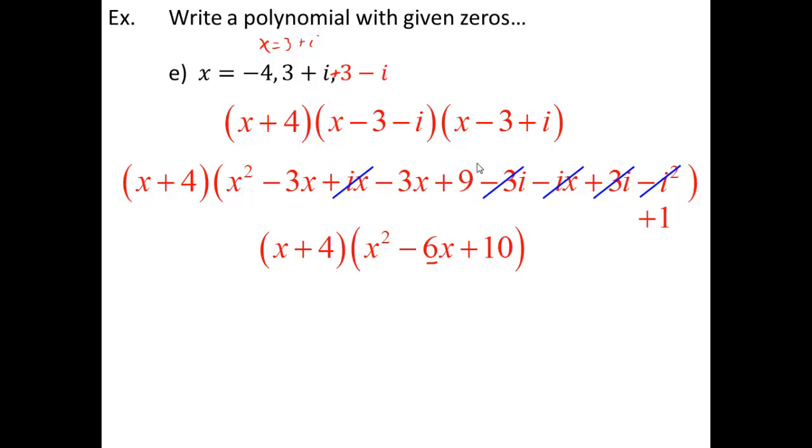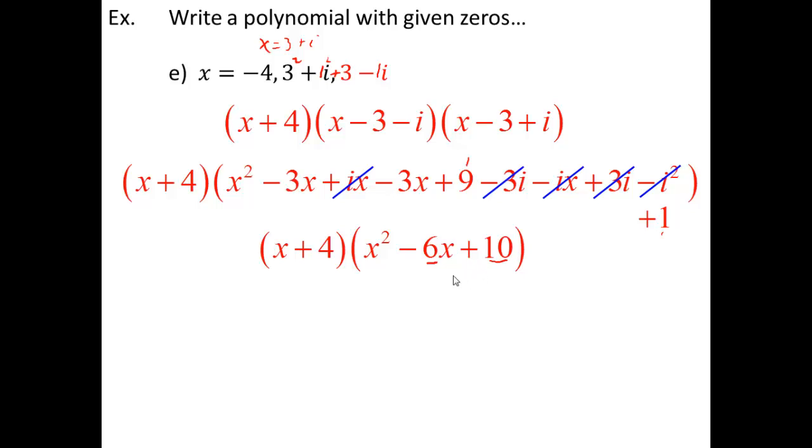Also notice where the 10 came from. 10 came from 9 and 1. Well, 9 is just 3 squared. And the 1 came from i squared, and the number in front of the i, the b value, is itself 1. 1 squared is 1. And that's where we got the 10. And that's the pattern that's going to emerge. That's going to happen every single time.